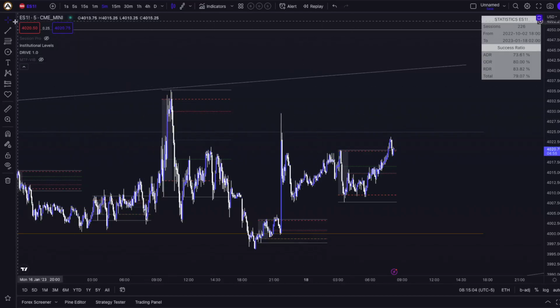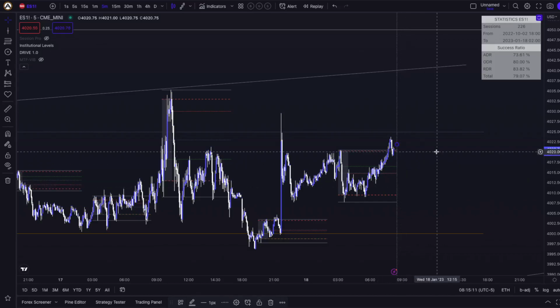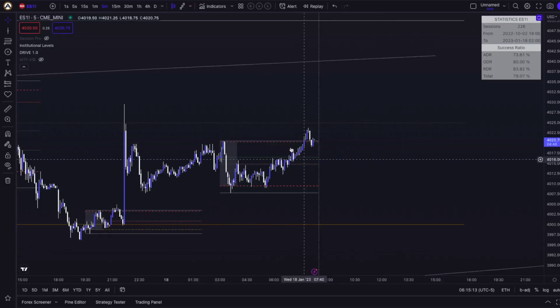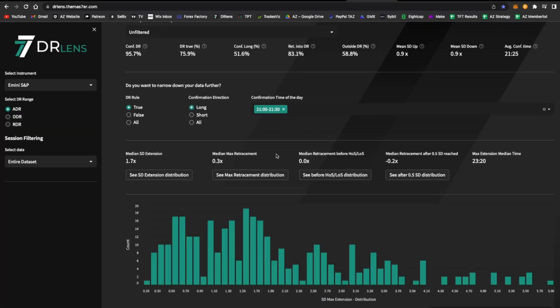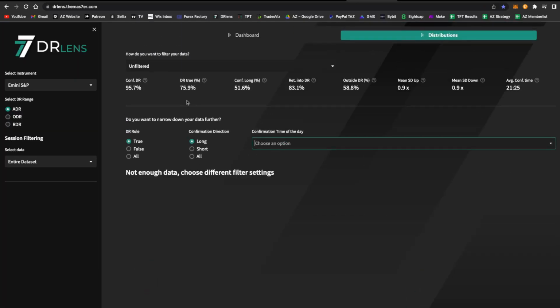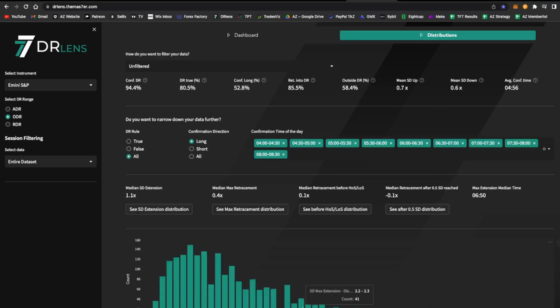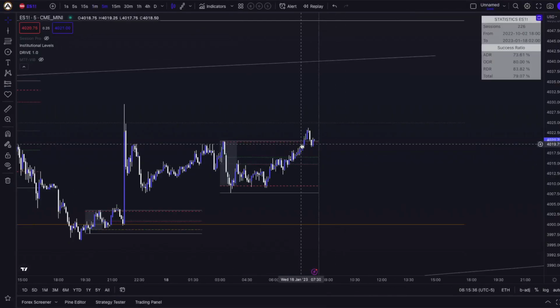So we have news on the calendar that pop up at 8:30, so I'm gonna mark up this line. 8:30 right here. So taking any ODR trades from right now, we could be checking the DR lens. So heading over to the DR lens, and we are selecting the ODR. We are confirmed long. The DR rule is, let's go for all, and we are choosing an option ODR right here.